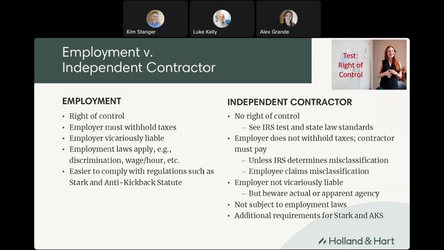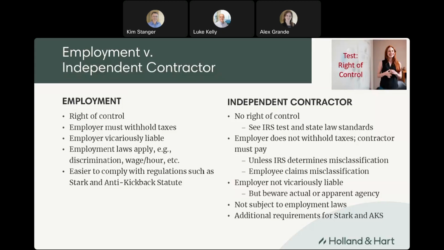There are different laws and different standards that apply to employees versus independent contractors. There are certainly benefits, but there are risks associated with misclassification for these persons. The general test between an employee versus an independent contractor is the right of control, at least under the IRS and under most state laws. If it's an employee, of course, then the employer has to withhold taxes. The employer can be vicariously liable for what that employee does when they're acting within the scope of their employment. Different employment laws are going to apply, like the discrimination laws, wage and hour laws, and the like, that I think Alex will talk about a little bit later.